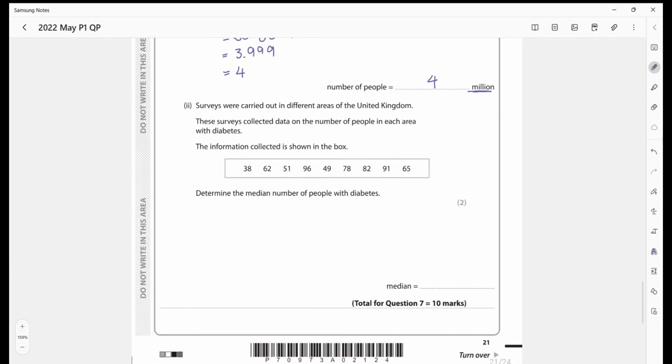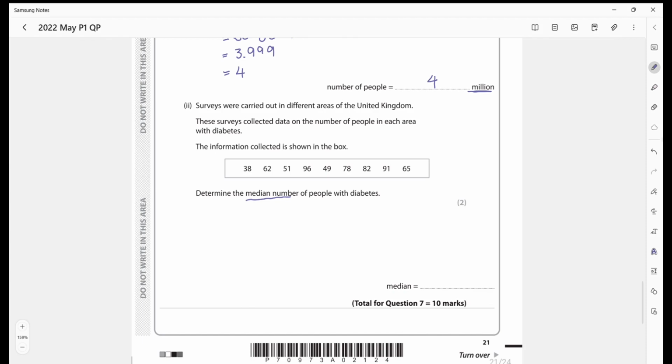All right, the last part of this question. Surveys were carried out in different areas of the United Kingdom. These surveys collected data on the number of people in each area with diabetes. The information collected is shown in the box. So determine the median number. So median, in order for us to find what the median value is, you want to be able to order these numbers from smallest to largest. So let's go and do that.